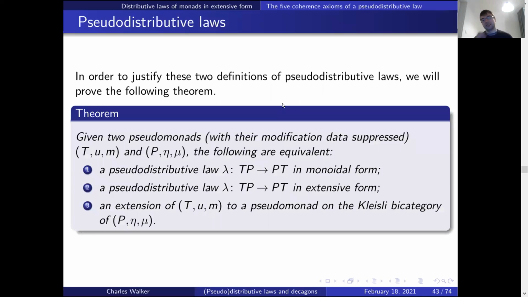So in order to prove that all these definitions of pseudo-distributive laws are correct, we need to prove the following theorem. The following are equivalent: pseudo-distributive laws in monoidal form, so using the 5 coherence axioms; in extensive form, the definition I just mentioned; and extensions of T to the Kleisli bicategory of P, with unit and multiplication.